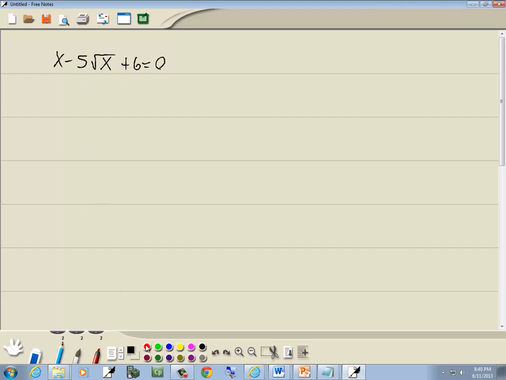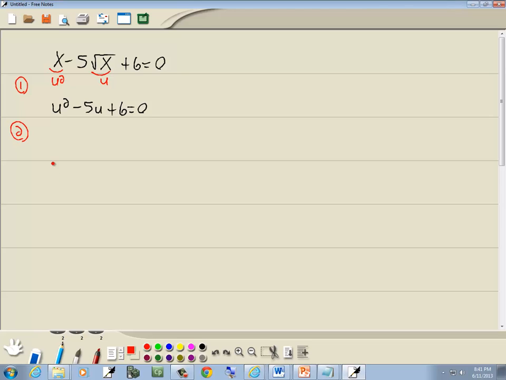Well, step 1. Let the variable part of the middle be u. So this is u, and the variable part of the first be u squared. Now, if you're wondering when you can use a u substitution, if you can square the variable part of the middle and it gives you the variable part of the first, that's when you can use it. And if I were to square the square root of x, that does give me x. Anyway, this becomes u squared minus 5u plus 6 equal to 0.